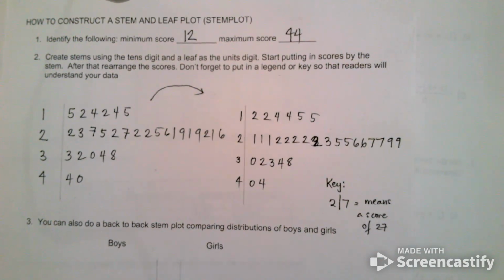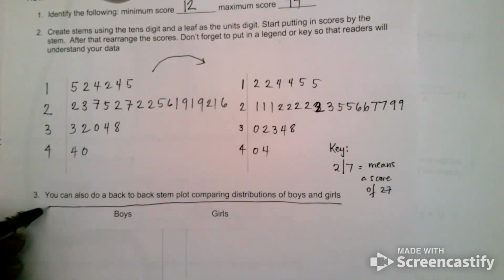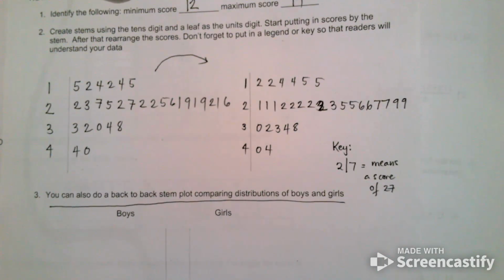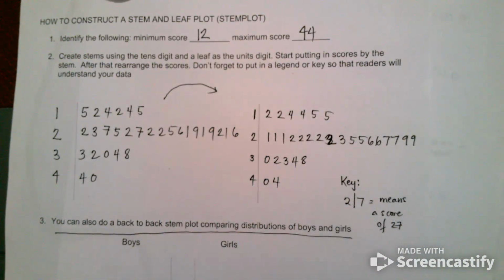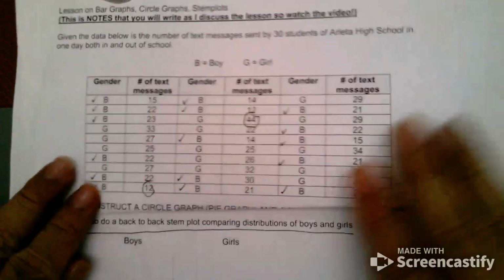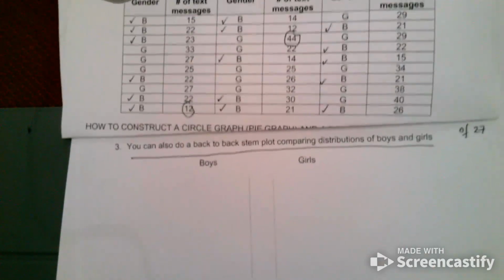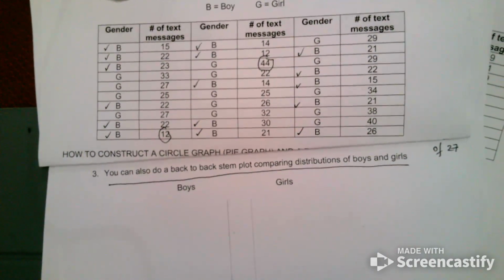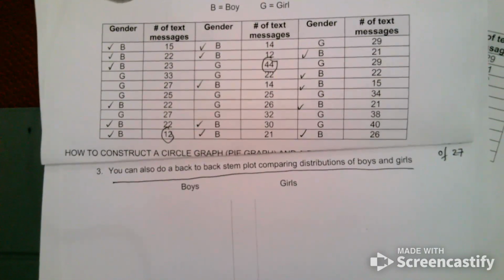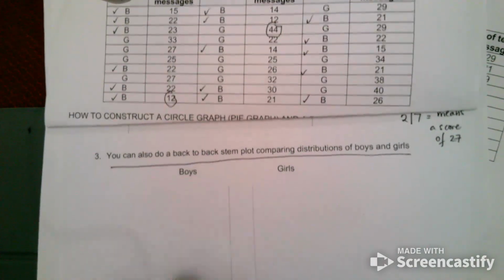Now, you can also do a back-to-back stem plot, comparing distributions of boys and girls. So I'm going to go back here and determine what the scores of the girls are and what the scores of the boys are, and then I'm going to compare. That way you'll be able to see who texts more often, the boys or the girls. So let's do the back-to-back stem plots.